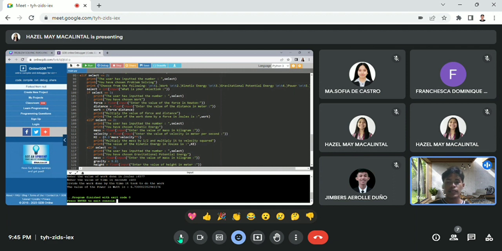So in selection 5 and 3, of course, you have chosen the exit option. And then we have here the else, which is if you enter a value of number that is not covered of the output, it simply means that it is invalid. So that is all for our output.